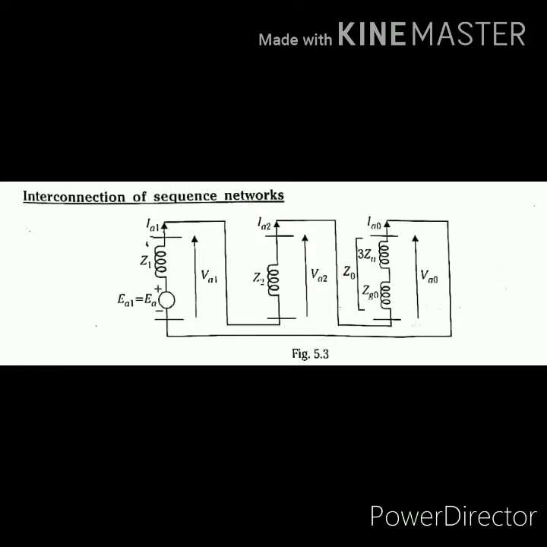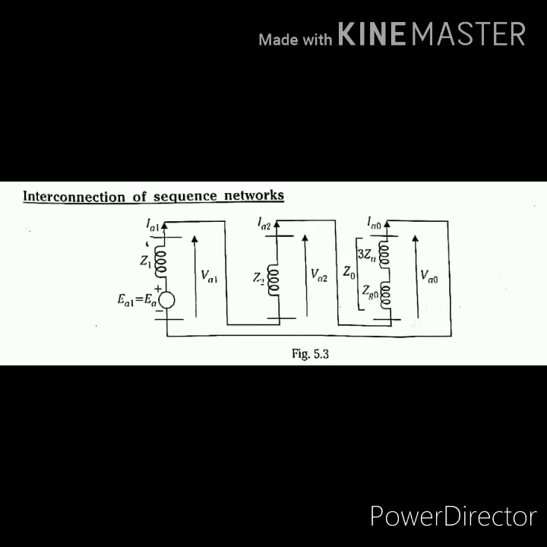When we draw the zero sequence, we need to see how the neutral is connected. Look at the generator: you can see that the neutral is connected through an impedance Zn. So along with Zg0, we also have to add one more impedance, that is 3 times Zn.